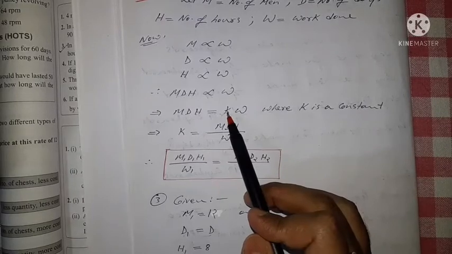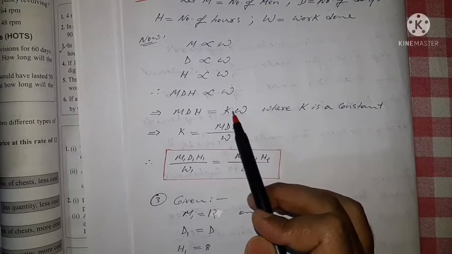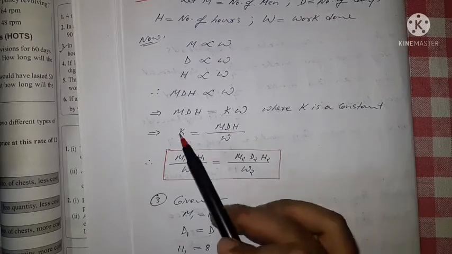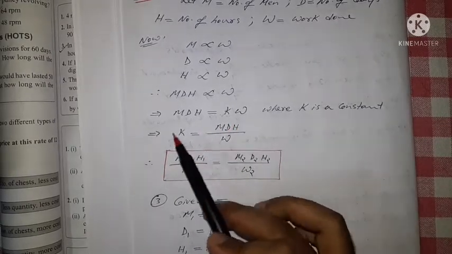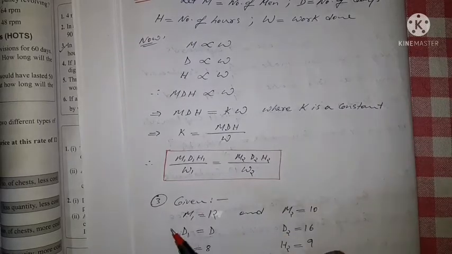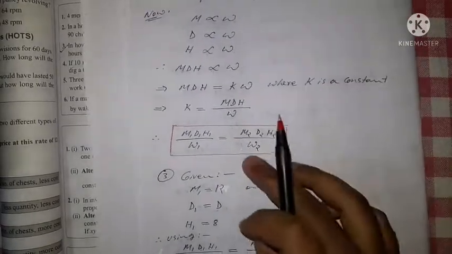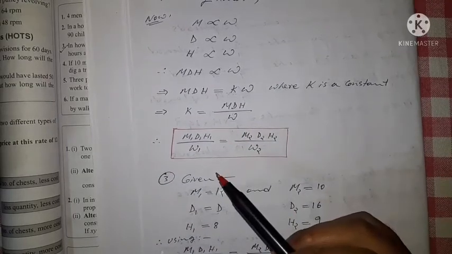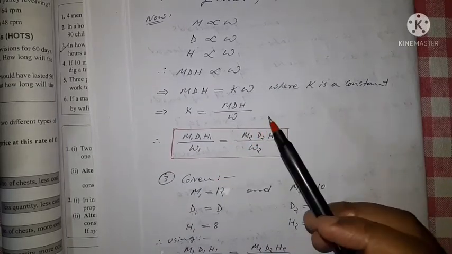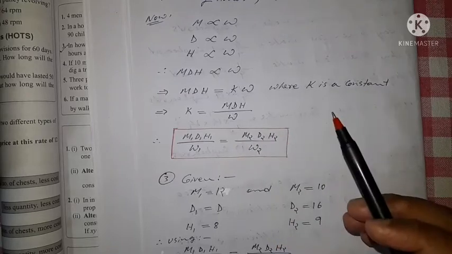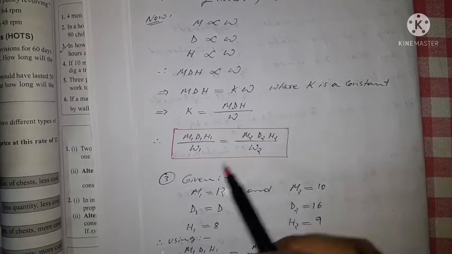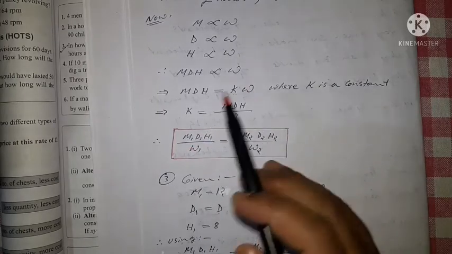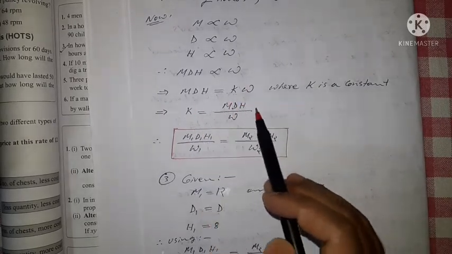So what will be the value of k then? If you send w to the other side, it will come down, that is mdh by w. So this is the value of k. In this manner we can find the value of the constant. But in the given question, different conditions will be given. That means, suppose the number of men will be different, so the number of days will be different in the given question. For that condition we can use this formula, because we already know since they are in direct variation, the constant always remains the same.